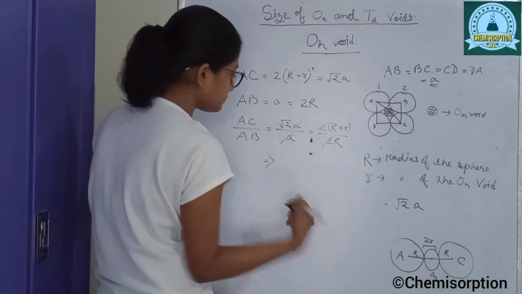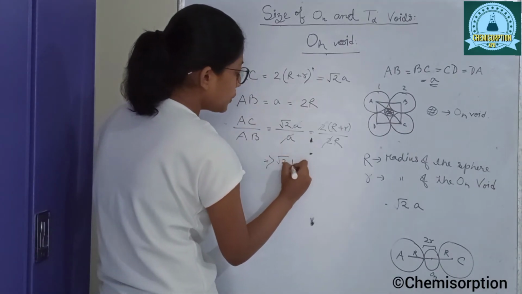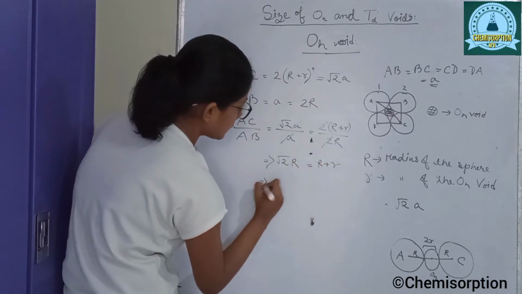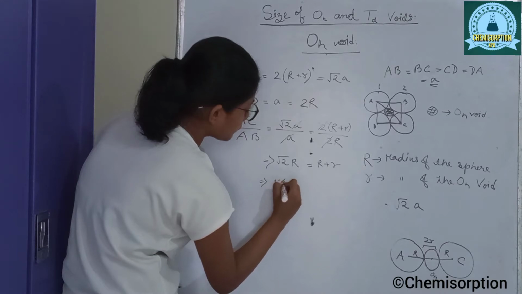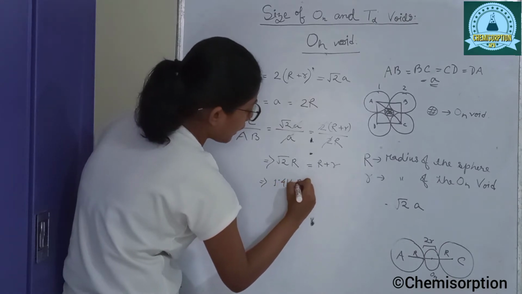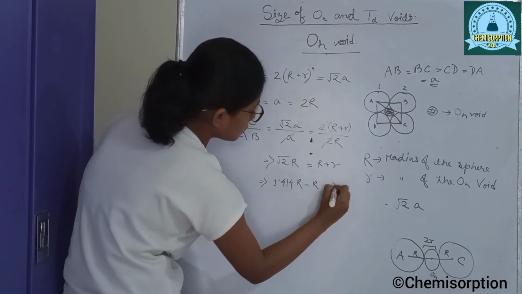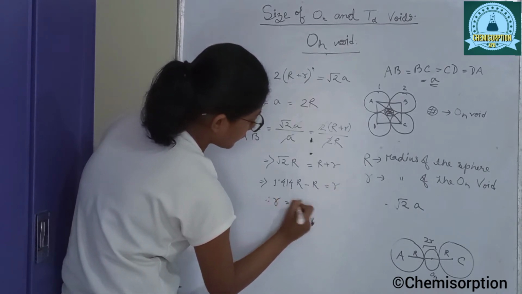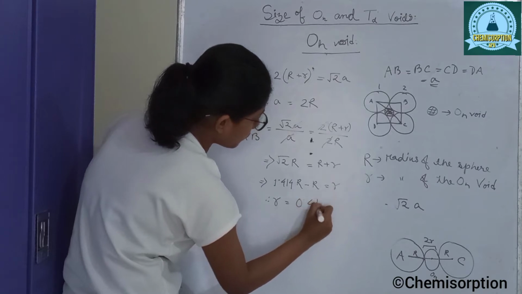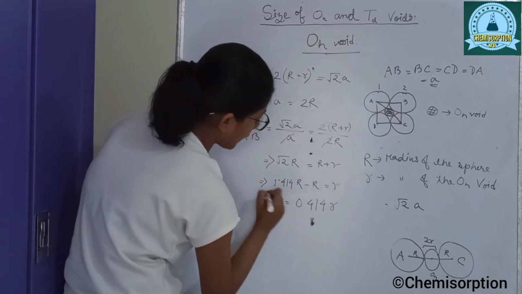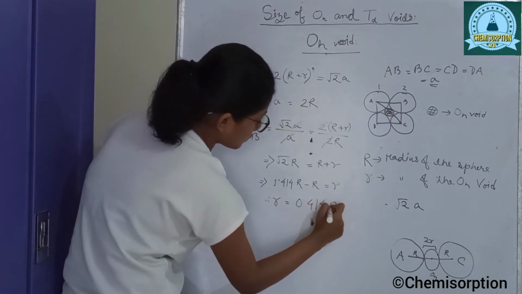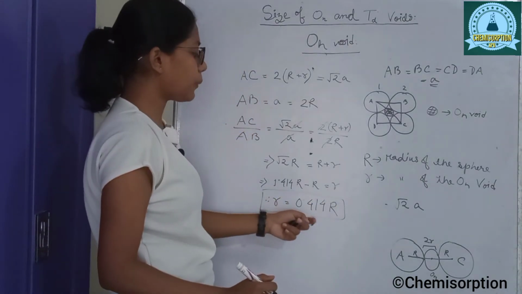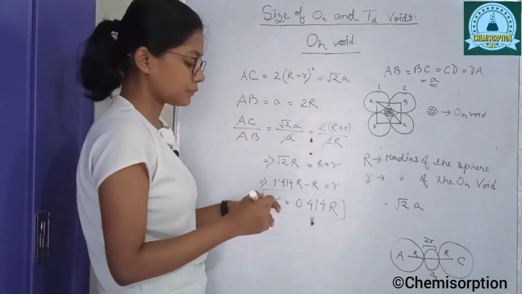We will get root 2 is equal to (R plus r) by R. Root 2 we know is 1.414. So r is equal to 1.414 R minus R, which is equal to 0.414 R. Therefore, small r is equal to 0.414 R.